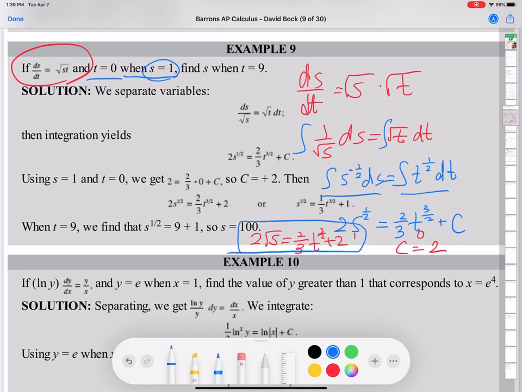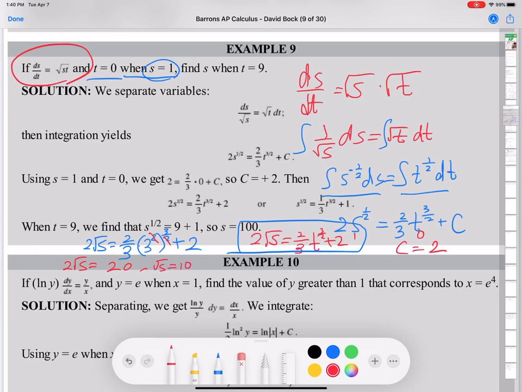I didn't solve for s yet, but you don't have to because it asks you to find the s value when t equals 9. So plug in 9 for t and then find the s value. That's it. So 2 square root s equals 2/3 times t is 9. 9 is 3 squared. 3 squared to the 3 over 2 power plus 2. And then this power cancels out. So 2 root s is equal to 20. So root s equals 10.